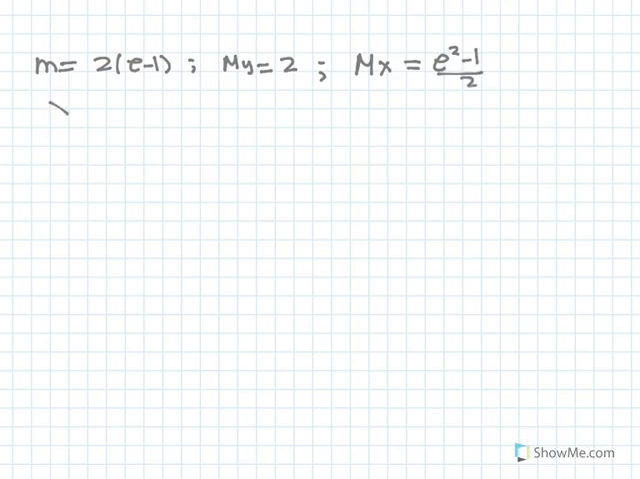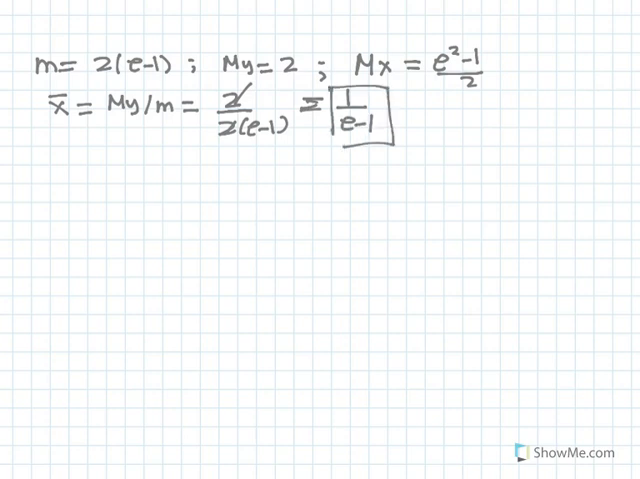Now, x bar, the x-coordinate of the centroid, is equal to My divided by the mass. The moment with respect to the y-axis divided by the mass of the region. The moment with respect to y is 2. The mass is 2 times e minus 1. 2 cancels out, and we simply get 1 over e minus 1. This is x bar, the x-coordinate of center of mass.